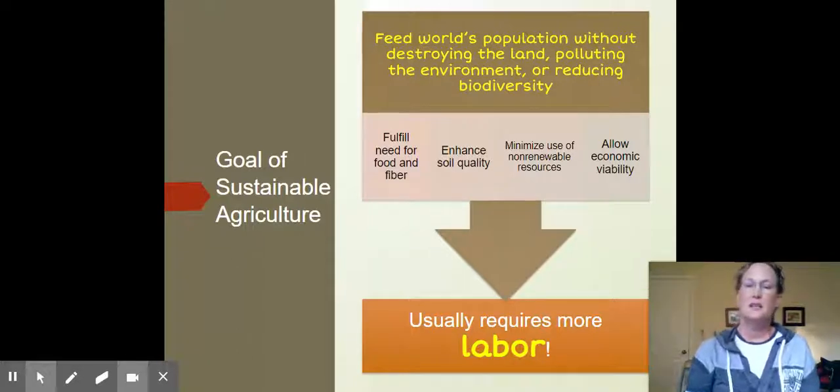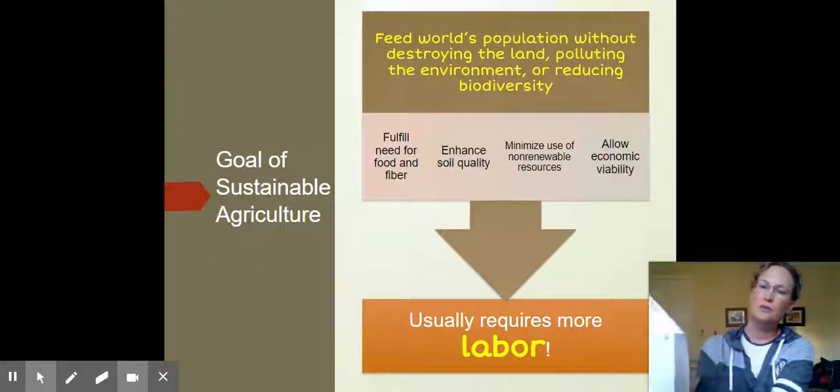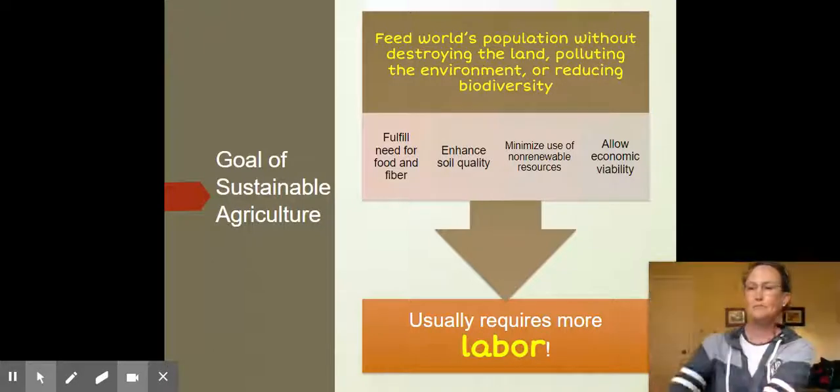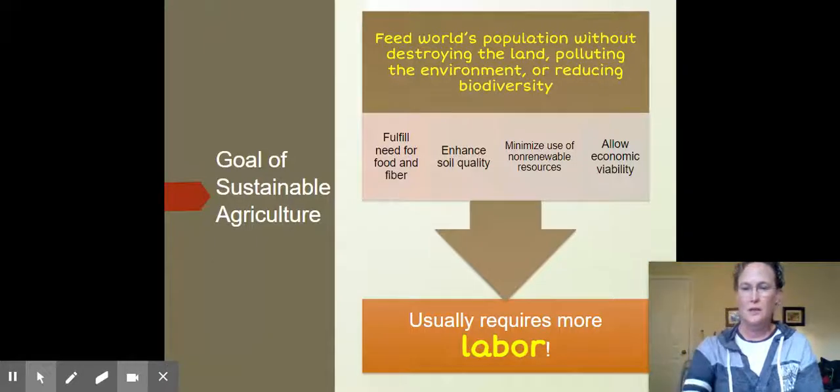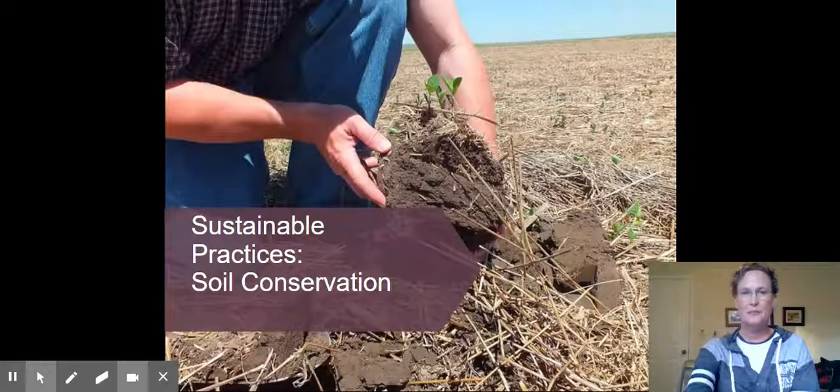This usually requires more labor than unsustainable types of agriculture. So those are the things that you are writing into your notes. As always, feel free to pause if you need more time.